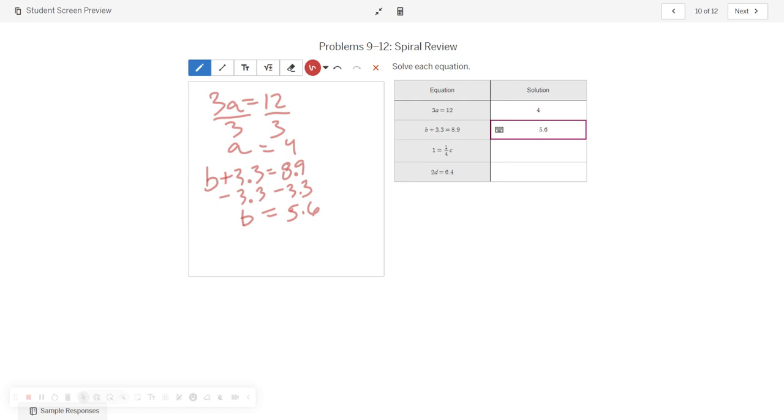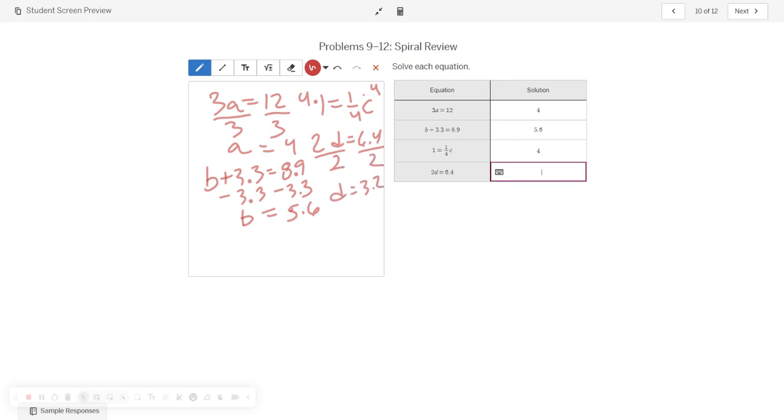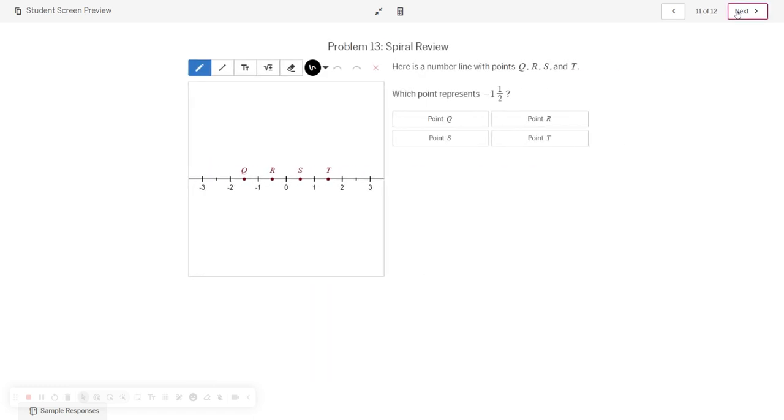The next one, 1 equals 1/4 c. Well, I don't want 1/4 c. I'm going to multiply that by 4, multiply this by 4. I'm going to get 4 again. And then 2d equals 6.4. Divide both sides by 2. I get d equals 3.2. Okay. -1.5 would be right here. Q. Not much work there.